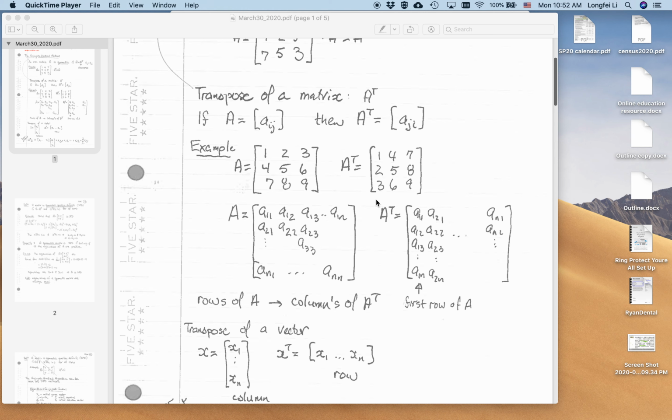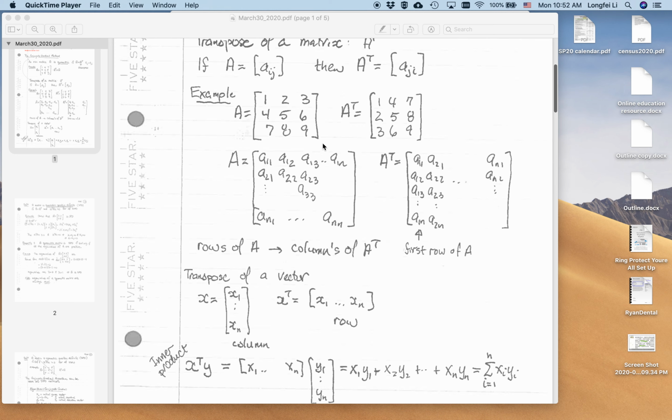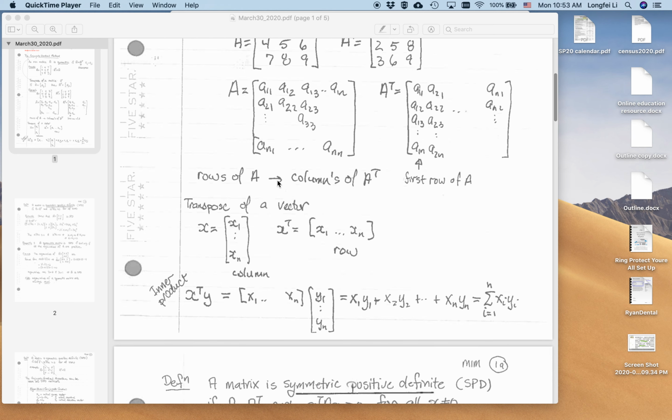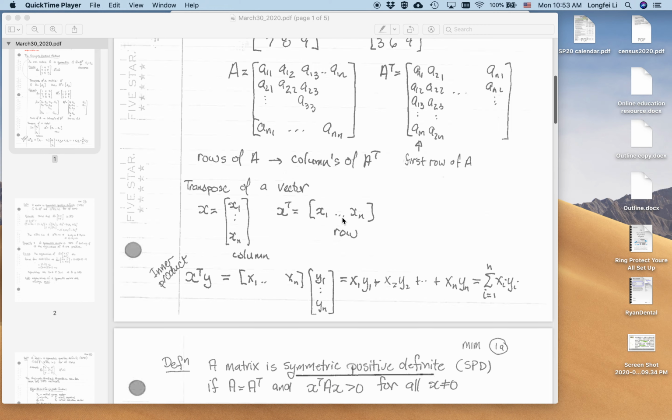To get the transpose of a matrix is very easy. You just rewrite all the rows as the columns of the transposed matrix. For example, the first row is 1, 2, 3, and it becomes the first column of this matrix. The second row, 4, 5, 6, is the second column, and the third row is the third column. Generally, for an n by n matrix, rows of A become columns of A transpose.